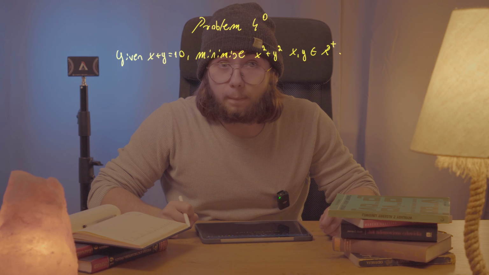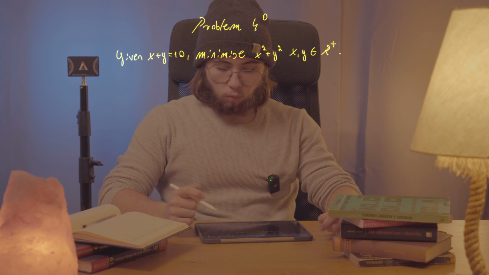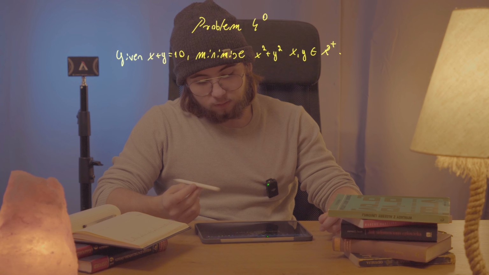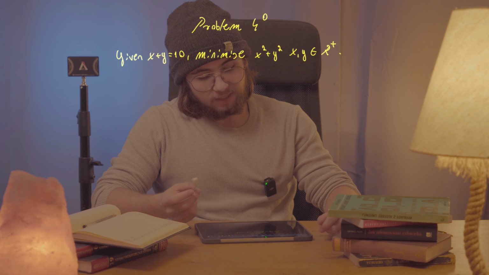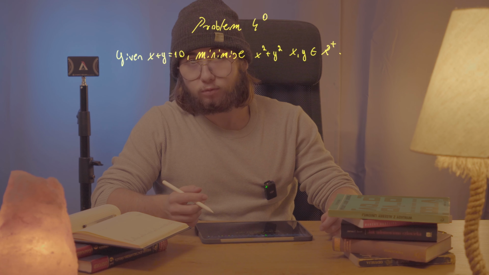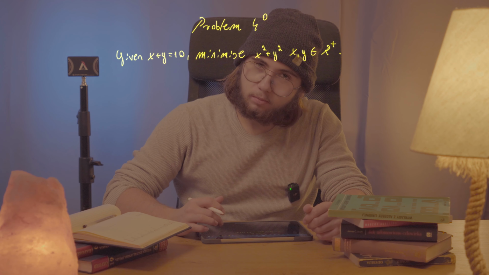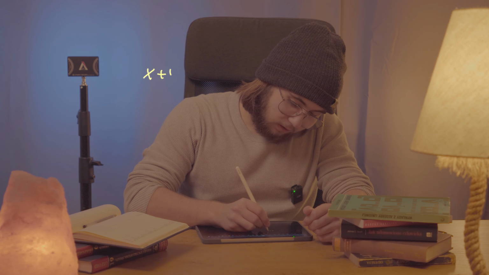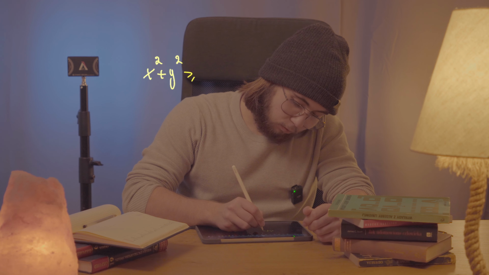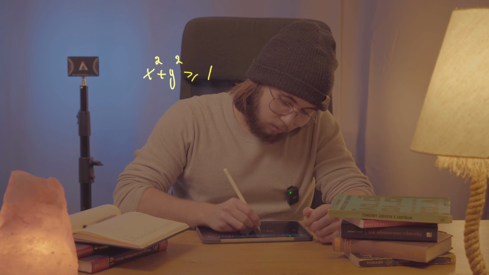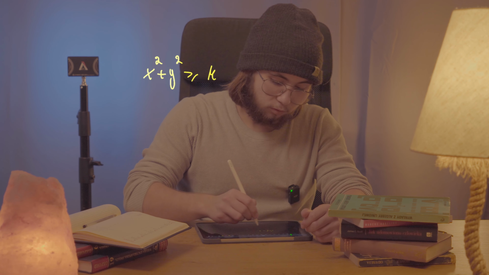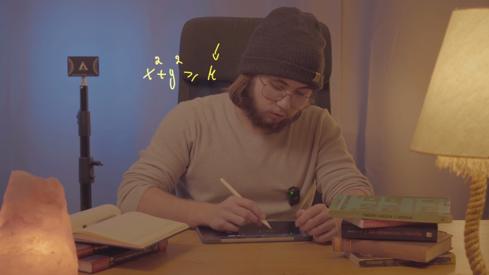Okay guys, so for problem number 4, we're supposed to minimize x squared plus y squared, where x and y are positive real numbers, given that x plus y is equal to 10. Lovely. So what does it mean to minimize something? It means to find a real number k such that the expression we are supposed to minimize cannot be smaller than that. So such that x squared plus y squared is greater than or equal to k. This means that we minimized x squared plus y squared and the lower bound is k. Perfect. So how are we supposed to do it?